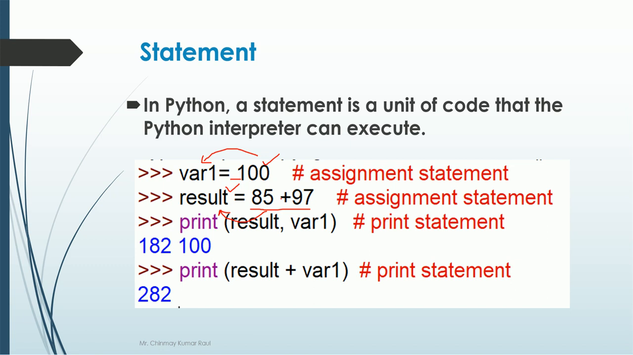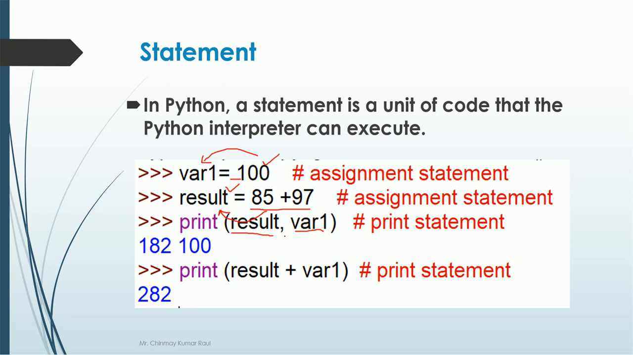Now the print statement we are using, this line is the print statement, like print result comma var1. Comma means we are using a second variable or second thing. Different things or different objects we can put inside the print statement, using the comma and using the plus operator. The plus operator just combines the things.